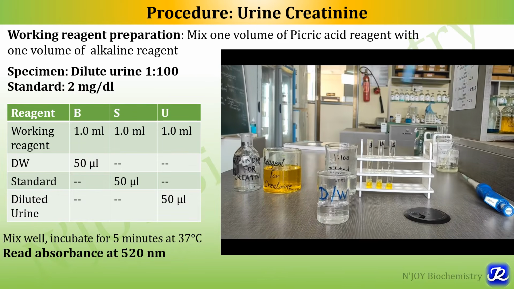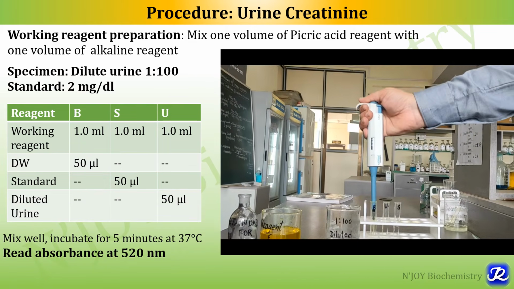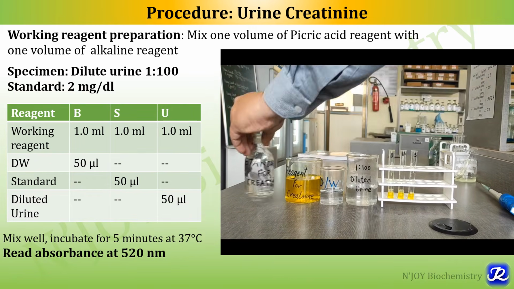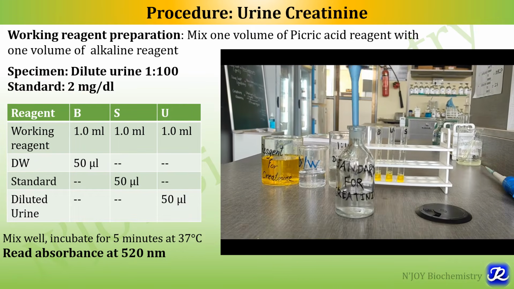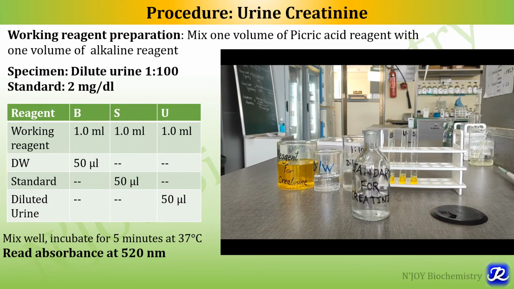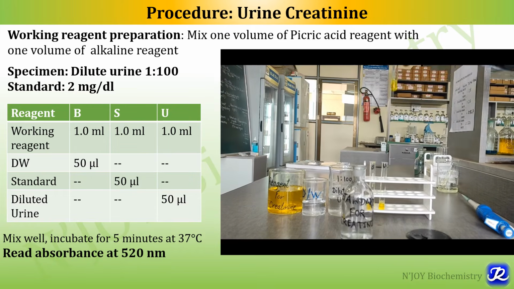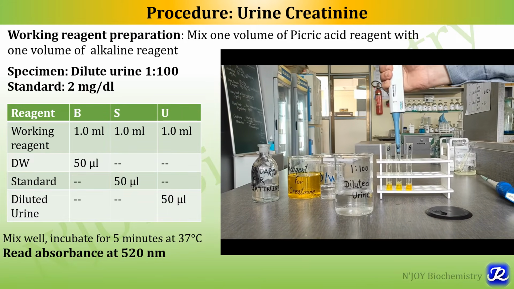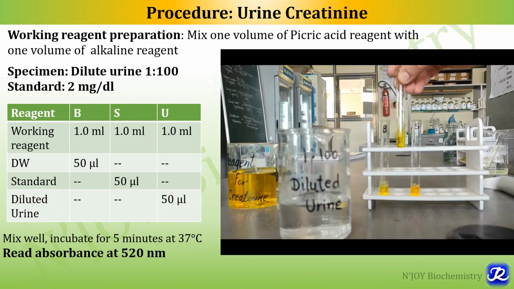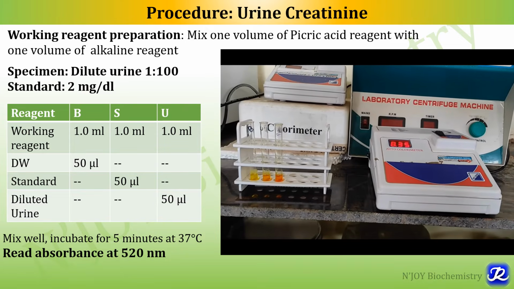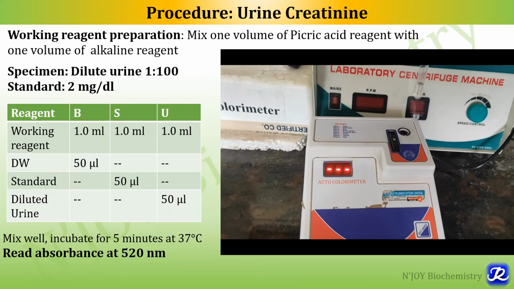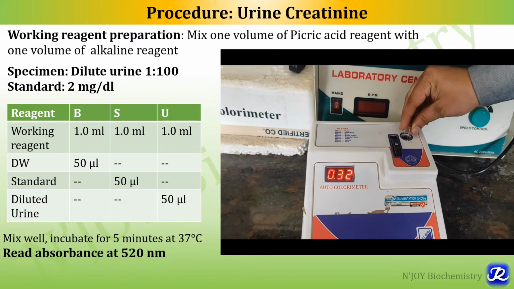Then we add 50 microliter of distilled water in blank. Then 50 microliter of standard in the standard test tube. Mix it well. And then 1:100 diluted urine sample in the unknown sample. Mix it well. Keep it for 5 minutes at 37 degrees centigrade and then measure the absorbance at 520 nanometer.